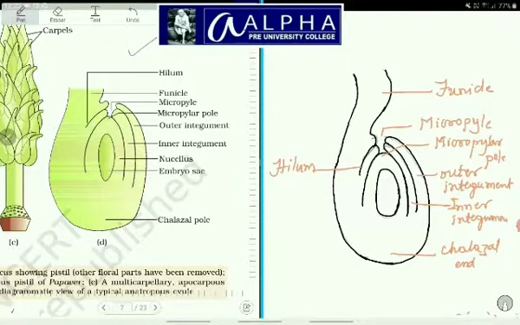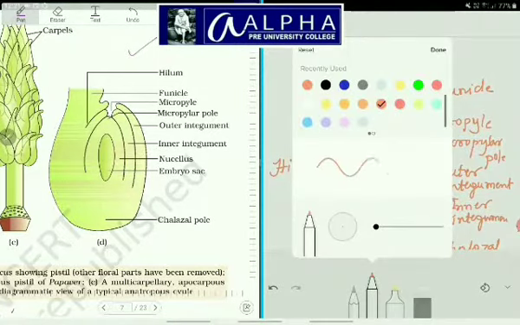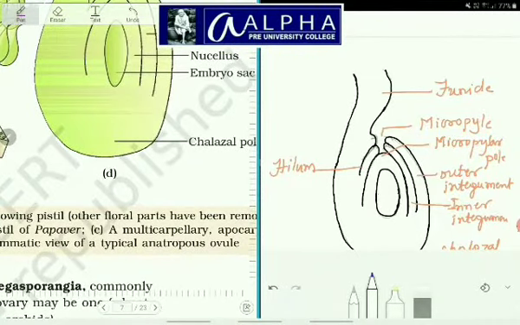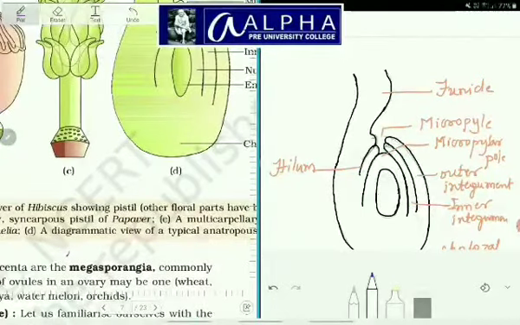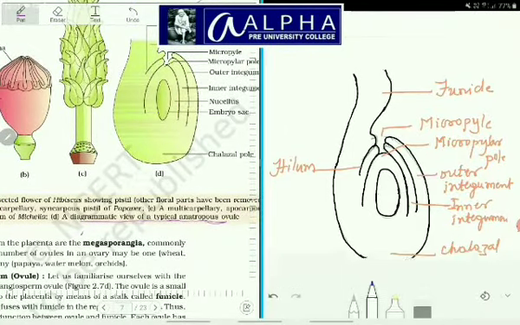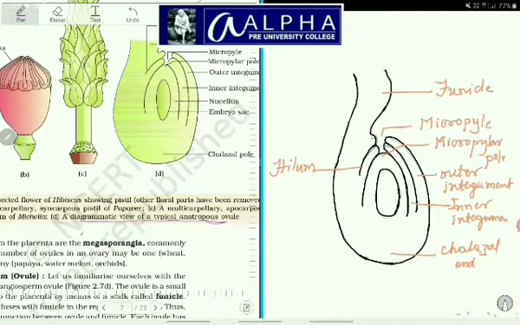Okay, all the labelings are done. Now I shall name the diagram. So the name of the diagram is, you see here, diagrammatic view of typical Anatropous ovule. Okay, now just you write this. A typical Anatropous ovule.